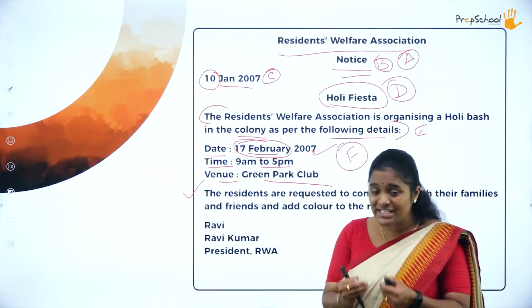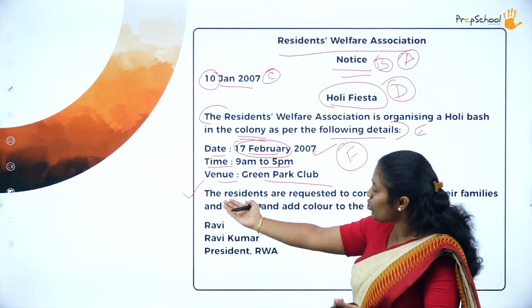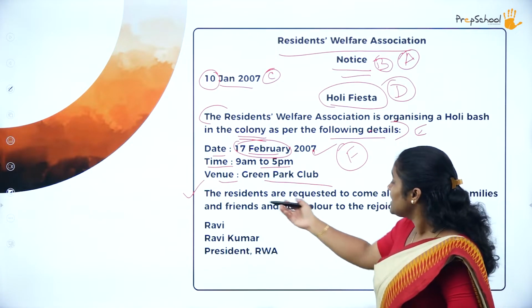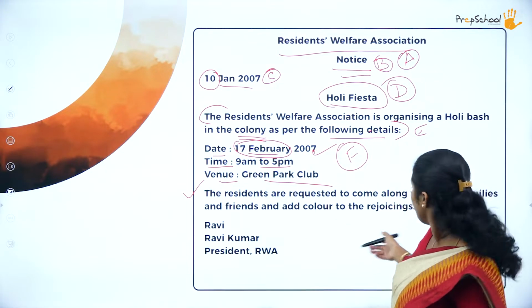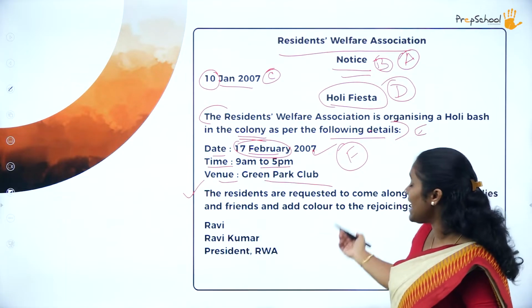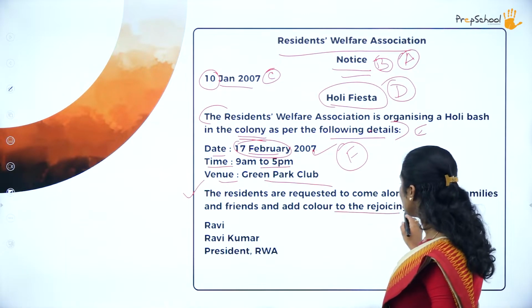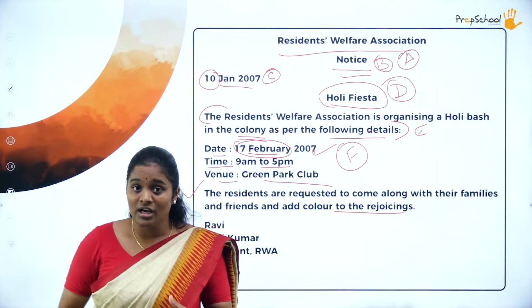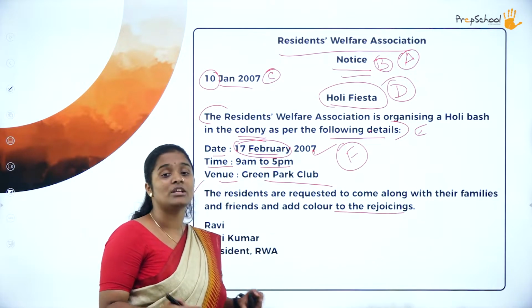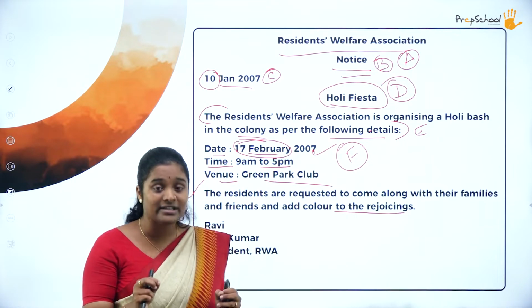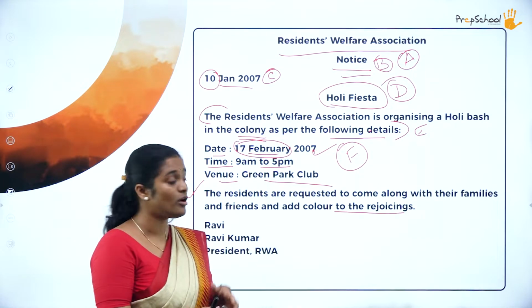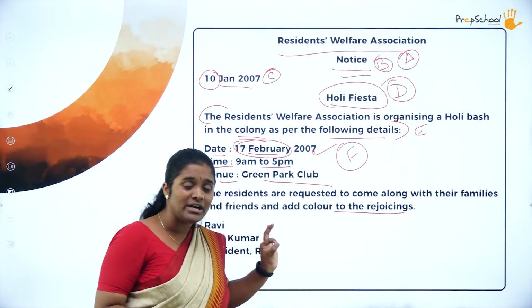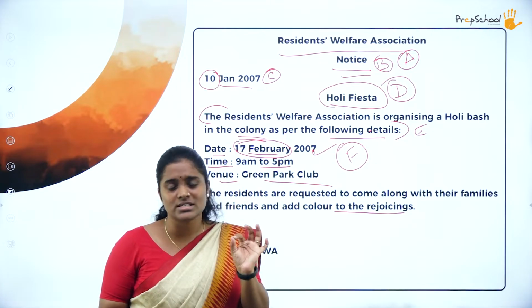Now there is additional information that they have added. You can also put a note or you can just put the information. What's the additional information? The residents are requested to come along with their families and friends and add colors to the rejoicings. Now this is not something that was given in the question, was it? So you can make it appealing, you can add extra, appropriate information that is not given in your question for the notice. You can add appropriate information to make it sound just right.